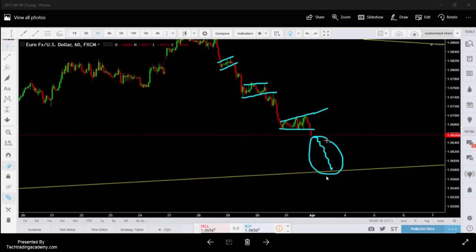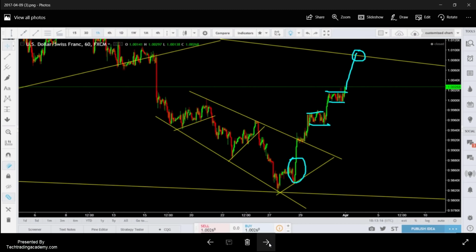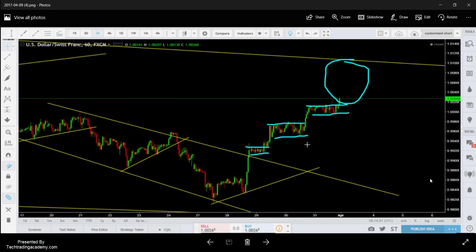Price is just hitting the trend line. Okay, that was the short-term trade setup. That short-term trade setup is over, gone, and you can see clearly here.